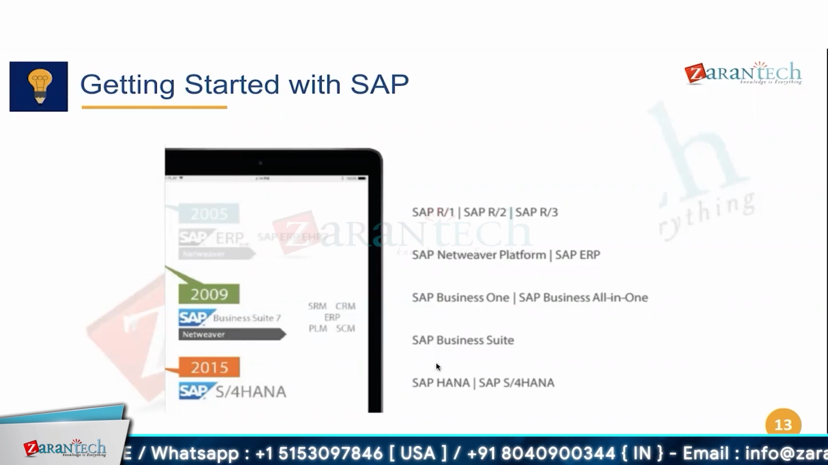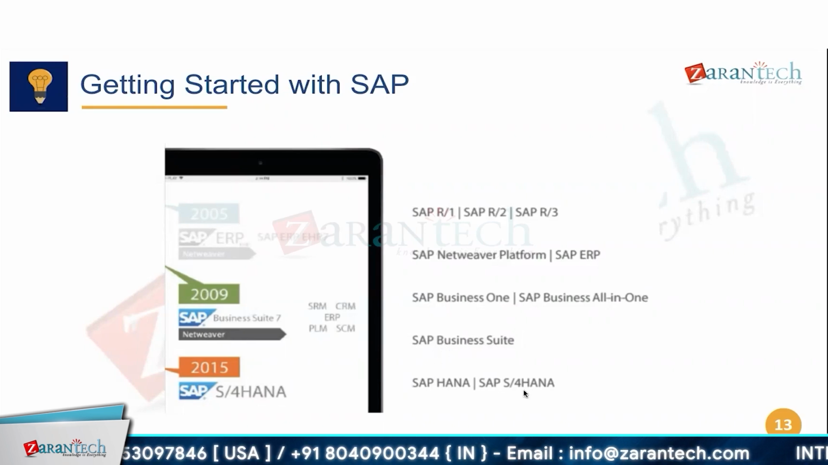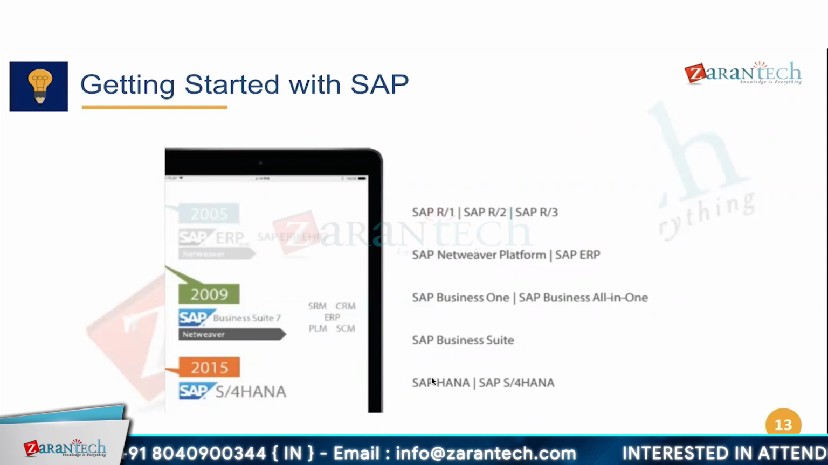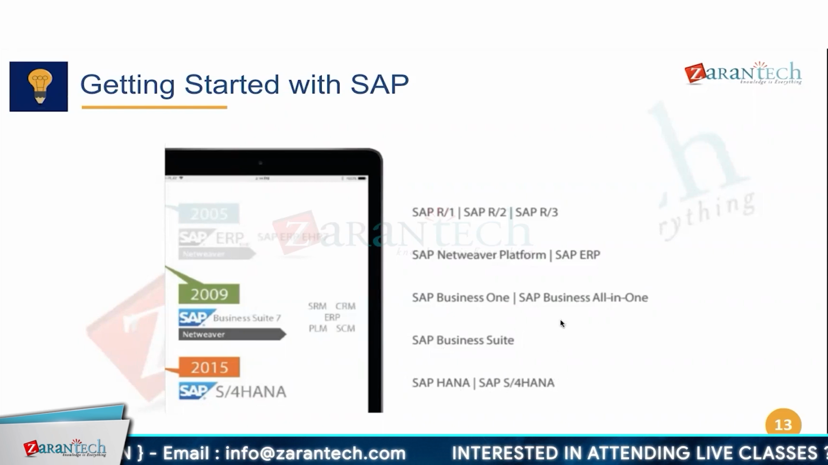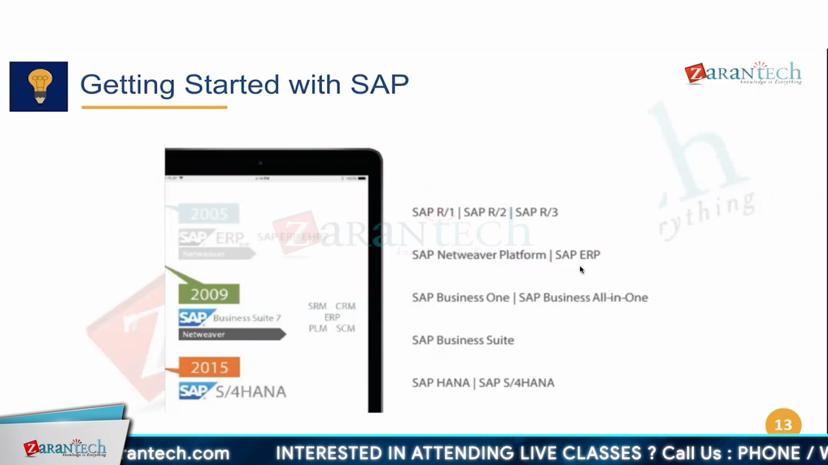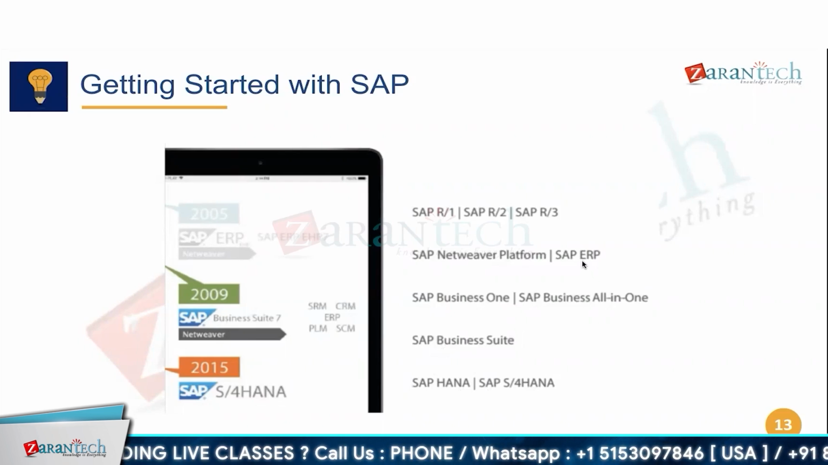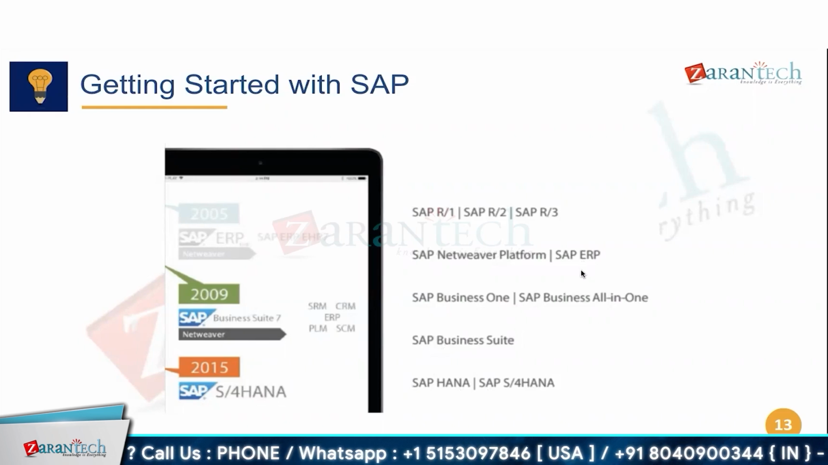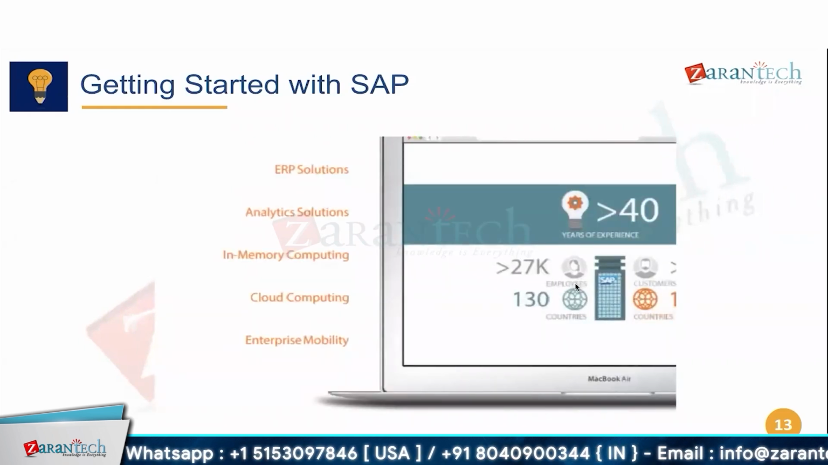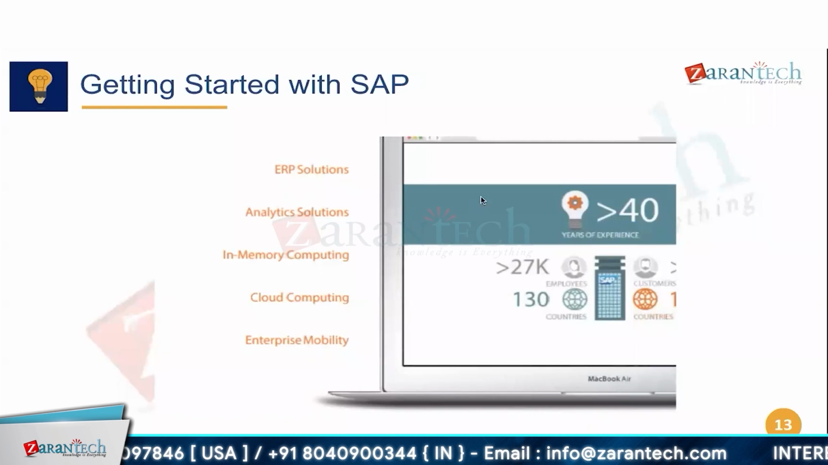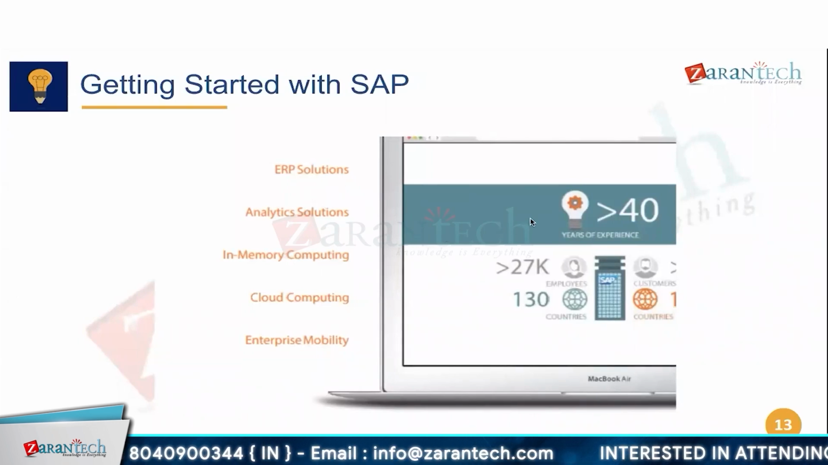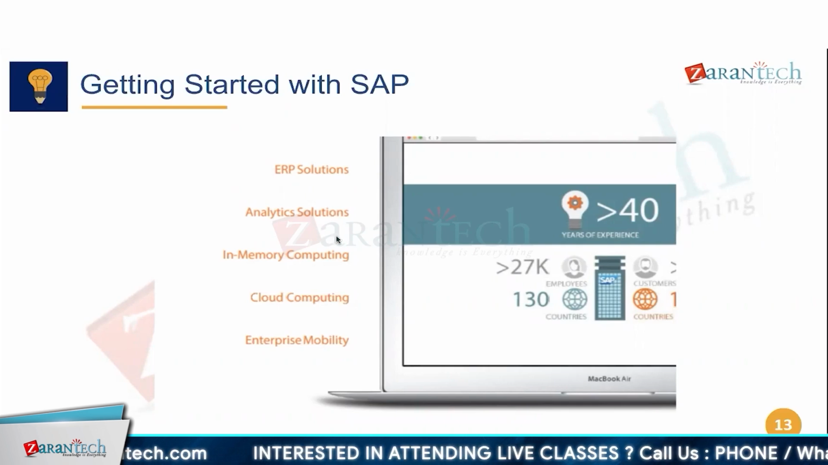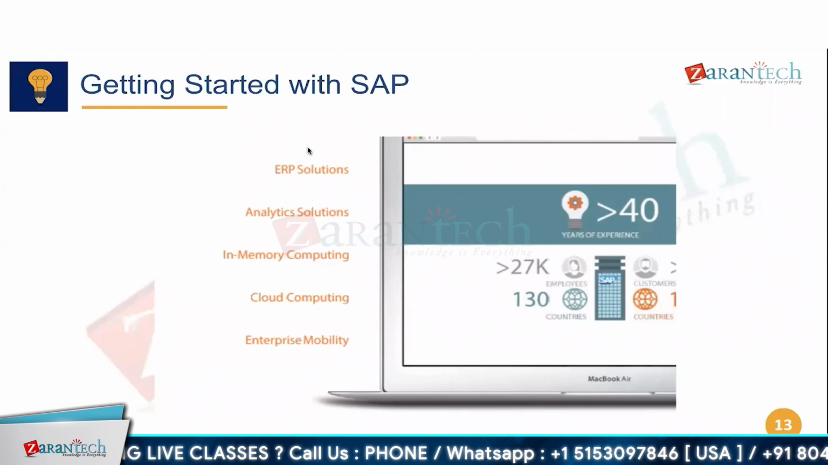Okay. And after that, SAP came up with HANA in 2011 and then SAP S/4HANA in 2015. So this SAP S/4HANA is nothing but the next version of the SAP ERP. Simple, if I have to put it. So SAP ERP, they've stopped with EHP 8. I told you, right? The most recent enhancement package is EHP 8. Okay. So yeah, and SAP, it's not only an ERP, it has more than 40 years of experience, and it has analytic solutions, in-memory computing, cloud computing, enterprise mobility. You have a lot of things, but you focus mainly on the ERP solutions.